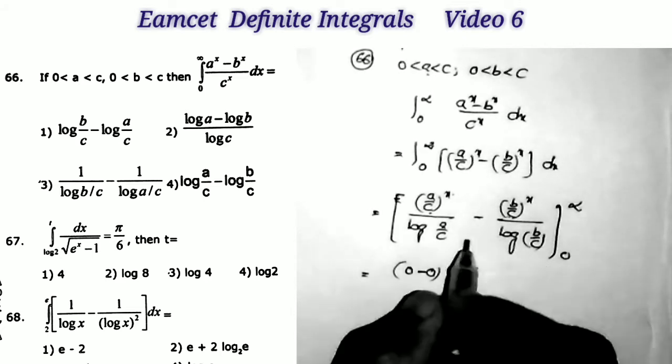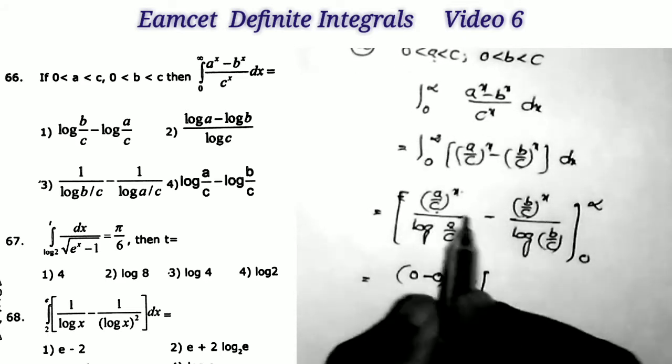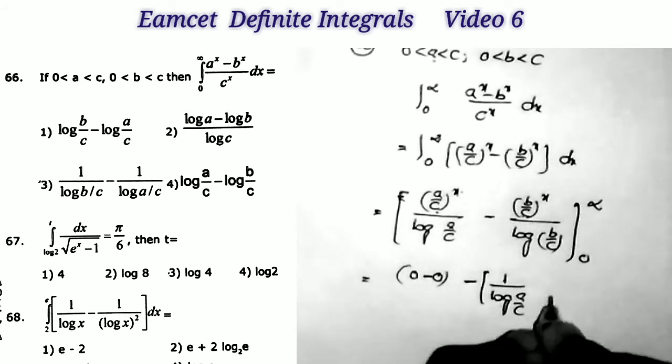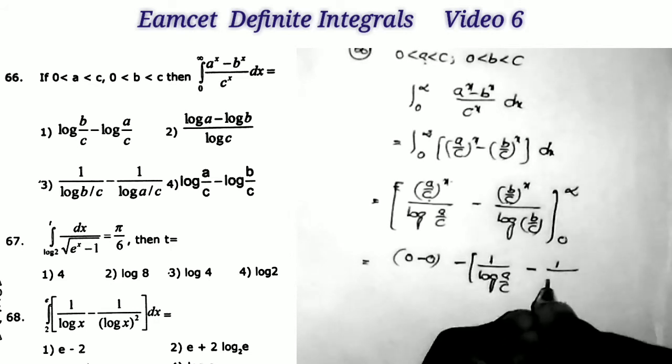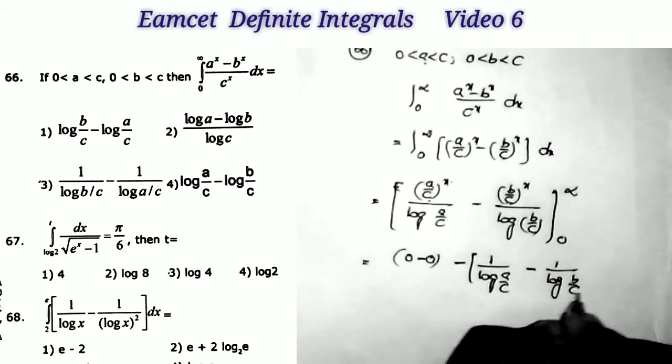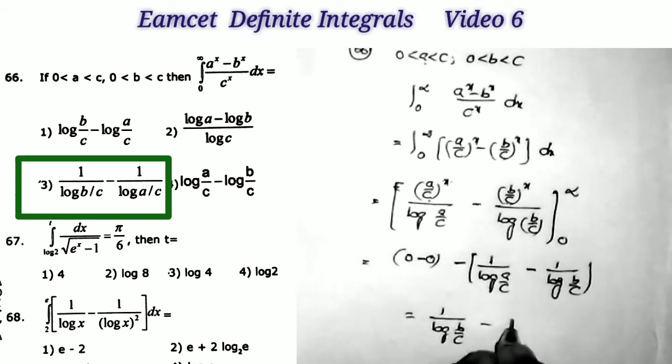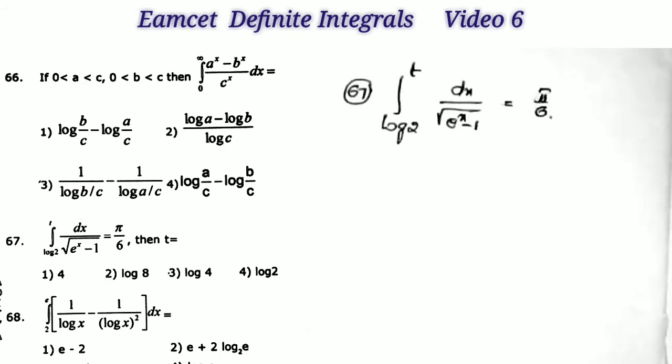Now replacing the lower limit. A by c power 0 is equal to 1. 1 by log a by c minus 1 by log b by c. Therefore the answer is equal to 1 by log b by c minus 1 by log a by c. And that is the third option. That's all. Next question, sum number 67.